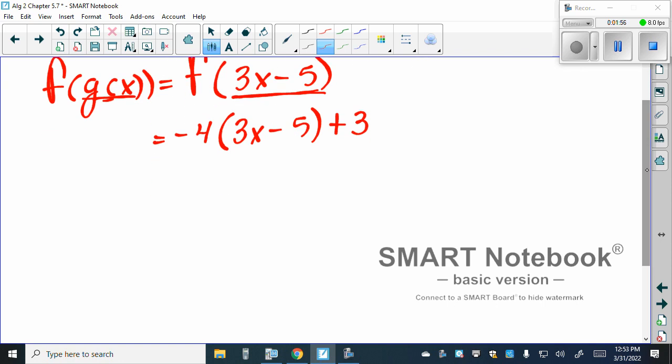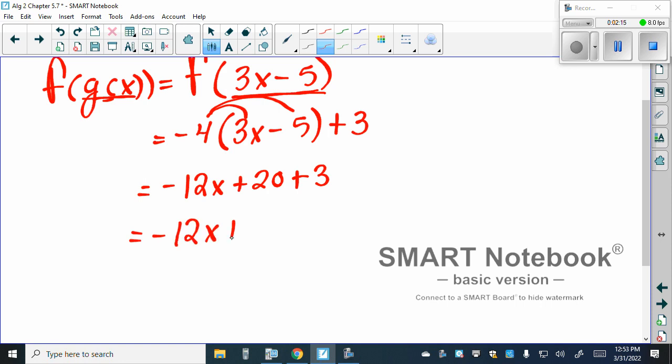And at this point here, we just need to simplify. So we would multiply through or distribute the negative 4 through. Negative 4 times 3x would be negative 12x. Negative 4 times negative 5 is going to be plus 20, plus 3, which would give us negative 12x plus 23. This is our f of g of x. And that's all we would need to do for that one there.